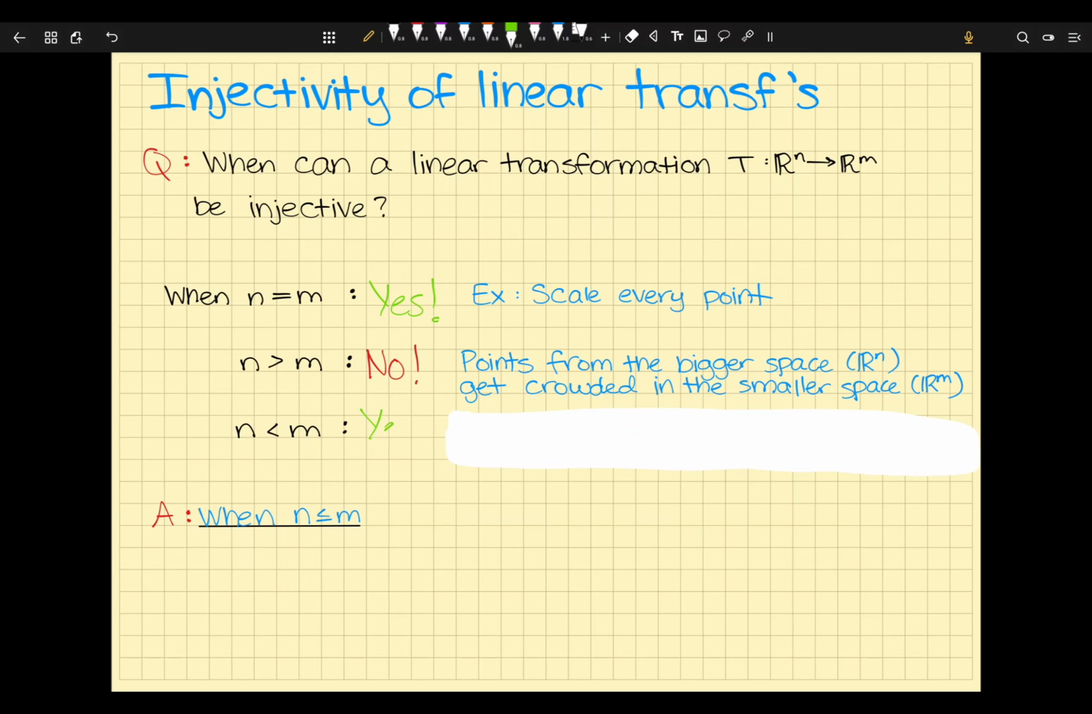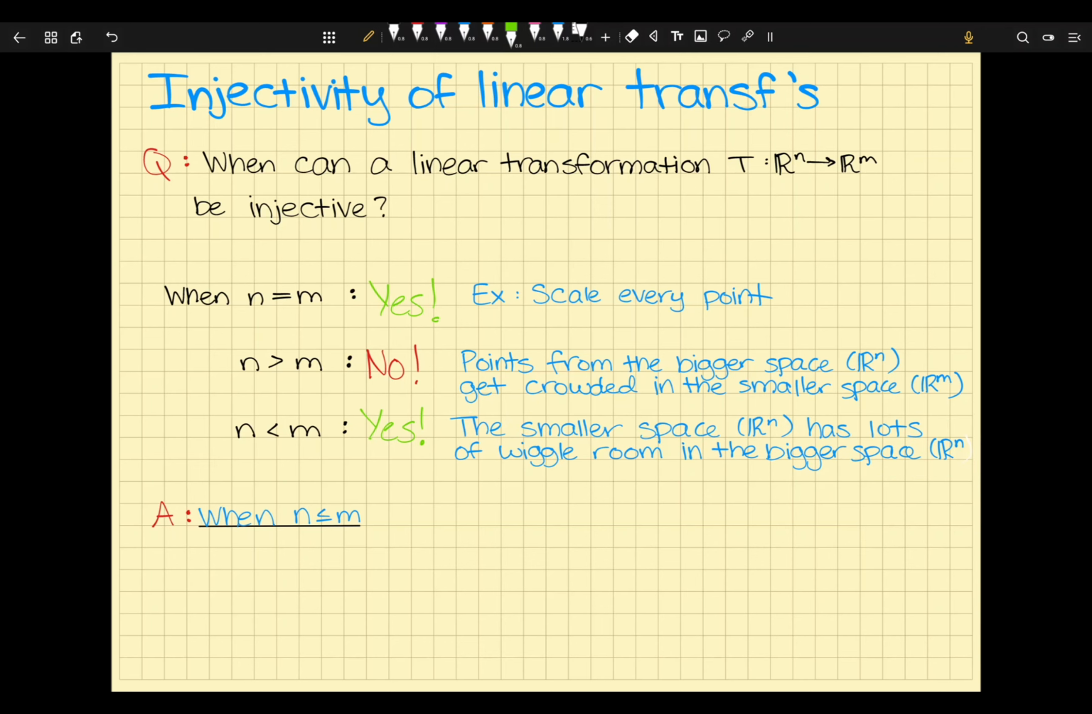But if n is less than m, then yes, it can be injective. And here what we think about is that our smaller space Rn getting mapped into our bigger space has lots of wiggle room. And so the points in Rn don't have to map to the same point in Rm. We can avoid those collisions. It looks like I forgot to erase my answer here. The answer is that a linear transformation from Rn to Rm can be injective when n is less than or equal to m.